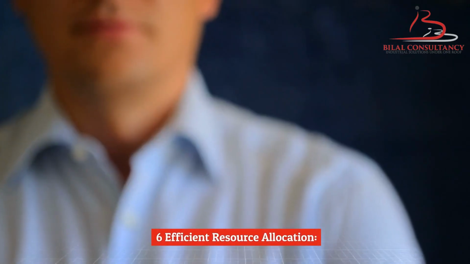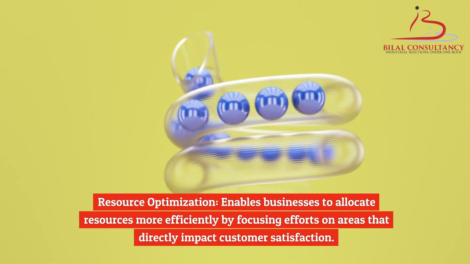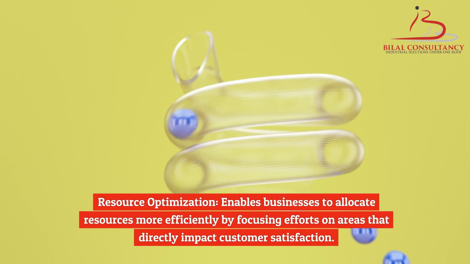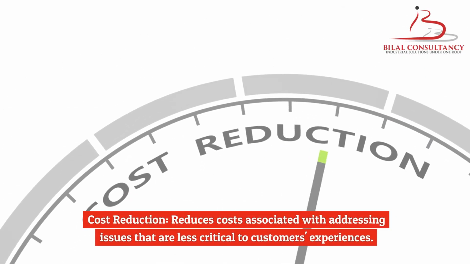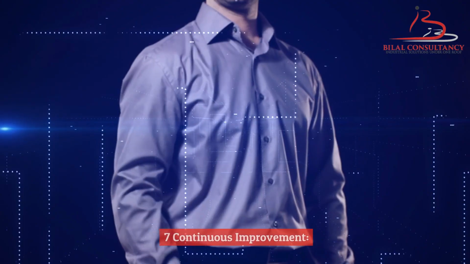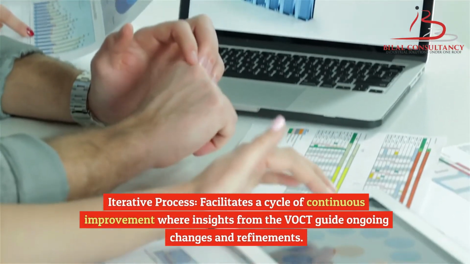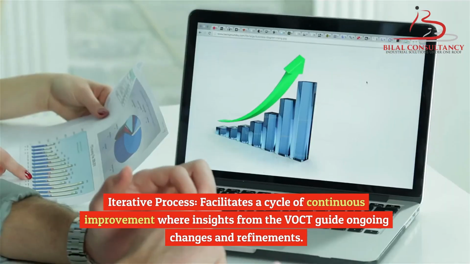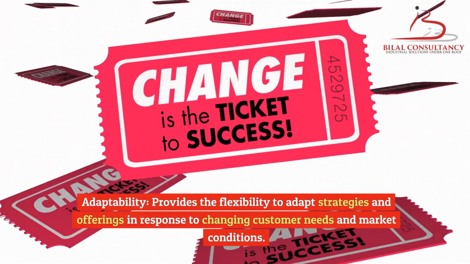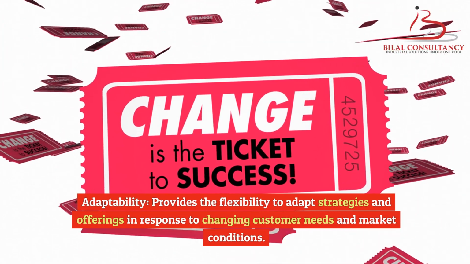6. Efficient resource allocation. Resource optimization. Enables businesses to allocate resources more efficiently by focusing efforts on areas that directly impact customer satisfaction. Cost reduction. Reduces costs associated with addressing issues that are less critical to customers' experiences. 7. Continuous improvement. Iterative process. Facilitates a cycle of continuous improvement where insights from the VOCT guide ongoing changes and refinements. Adaptability. Provides the flexibility to adapt strategies and offerings in response to changing customer needs and market conditions.